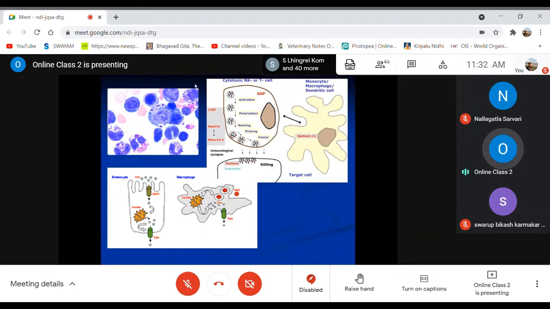So these are some of the pictures. You can go through them later, showing how defective phagocytic cells affect chemotaxis, engulfment, and the killing of bacteria. Right. I will provide you the PDF format.